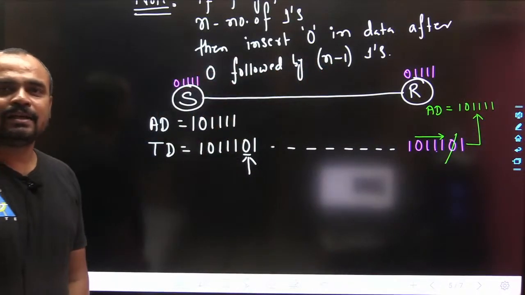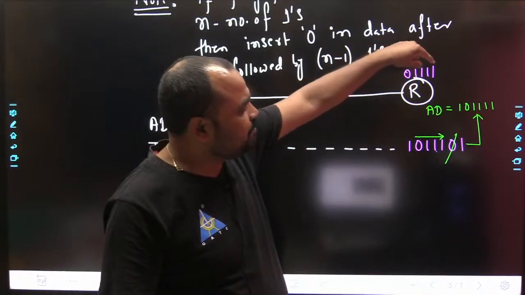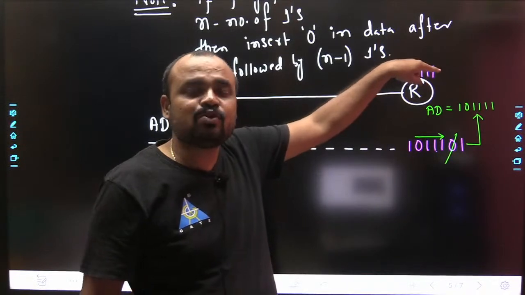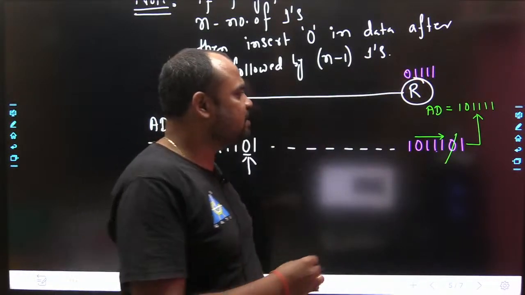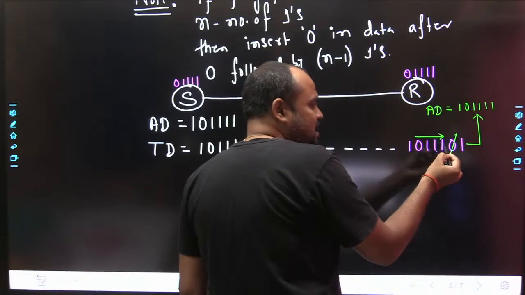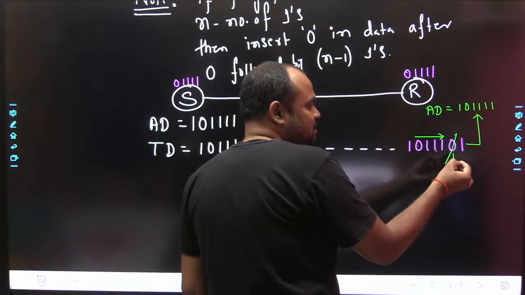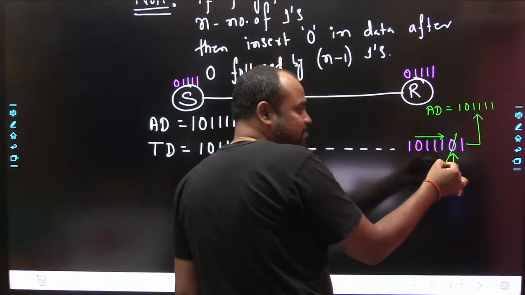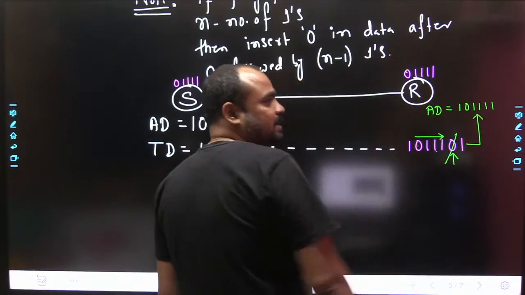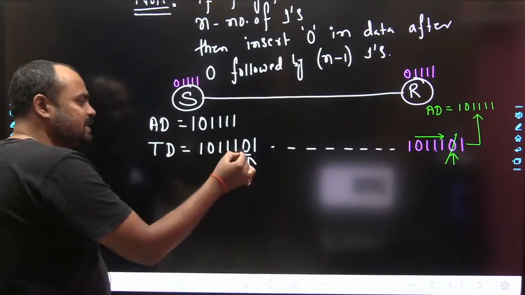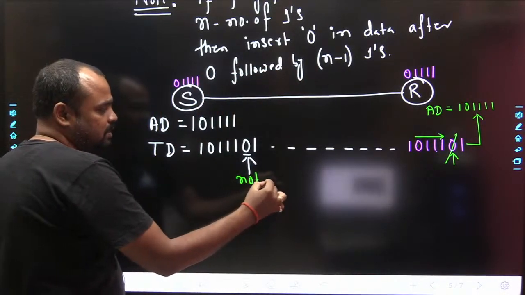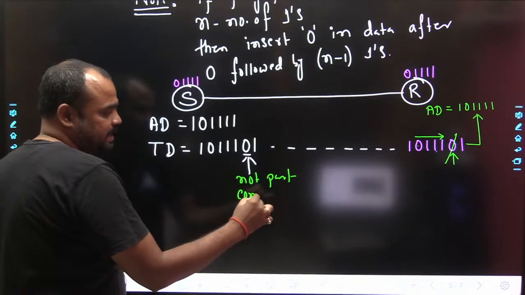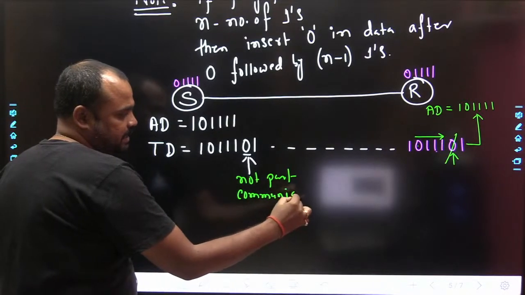Yes or no? Since the receiver is also using the same flag pattern, 0 followed by 4 number of ones, the receiver will think that whenever 0 followed by 3 number of ones comes, the next bit is nothing but a stuffed bit, so definitely the receiver will remove this bit and accept the actual data. Already we know this bit is not a part of the communicating data.